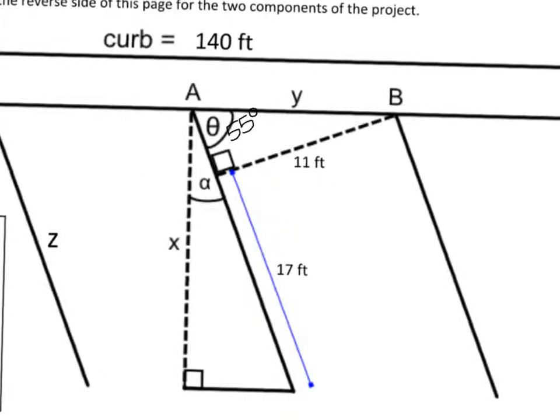The first thing we want to find is the line Y. We have theta given to us as 55 degrees to help us solve this triangle. We're going to use the given length of 11 to help us find the length of Y. We're going to use the law of sines.